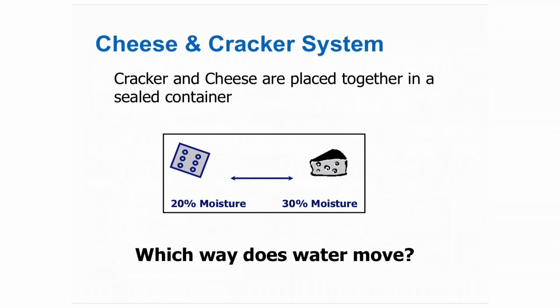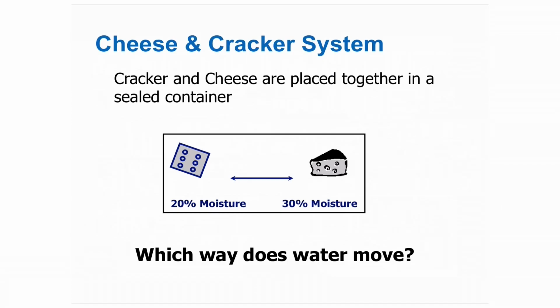So if I were then to take equal amounts of my cracker and my cheese that have equilibrated, and put them together in a sealed chamber in equal amounts with full contact with each other, the question is, which way will water move? Will it move from the 20% cracker to the 30% cheese, from the 30% moisture cheese to the 20% moisture cracker, or will water not move at all?